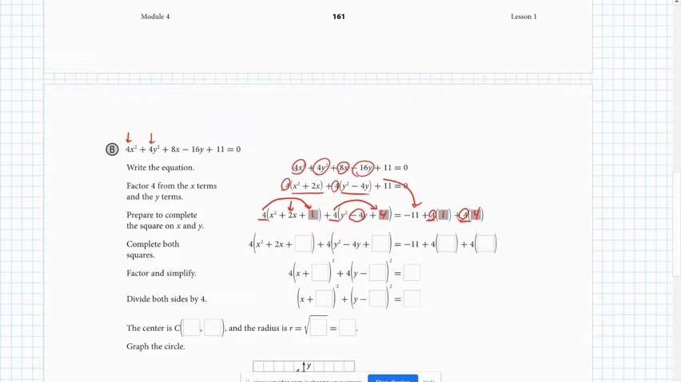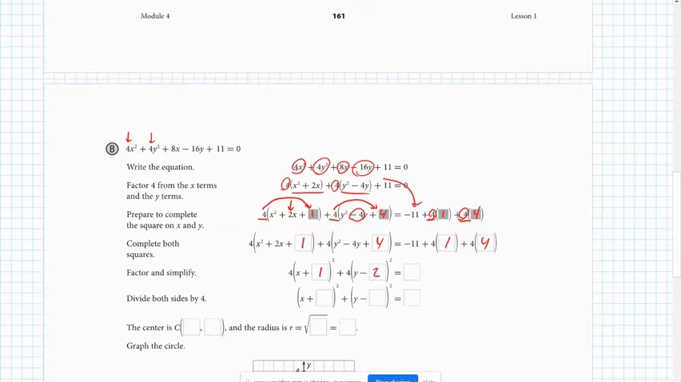Okay, and so since this is 1 and 4, 1 and 4, when we factor that, we get x plus 1 squared. And we get y minus 2 squared. And then on this side of the equation, we have 4 plus 16, that's 20, minus 11 would be 9. And so then x plus 1 squared, y minus 2 squared equals 9/4.